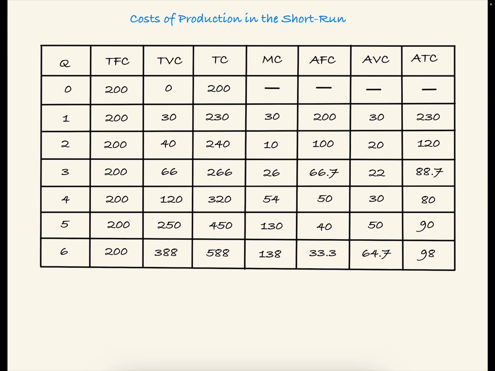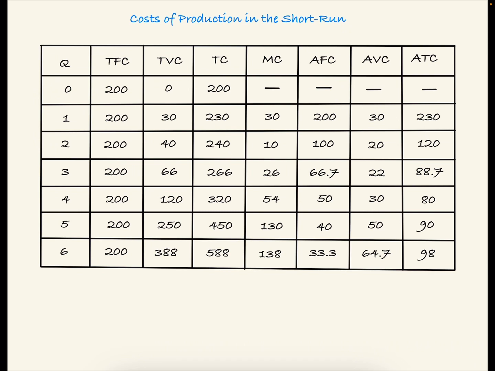Total variable cost, on the other hand, will increase as we produce more, a greater quantity. You can see that it goes from 0 to 30, 40, 66, 120, 250, and 388. The next column over, total cost, is simply the summation of total fixed cost and total variable cost. When we produce zero quantity, we have a total fixed cost of 200, a total variable cost of 0, and a total cost of 200. When we produce 1, our total fixed cost is 200, our total variable cost has increased to 30, and thus our total cost is 230.